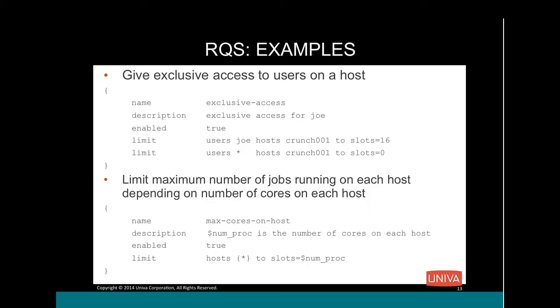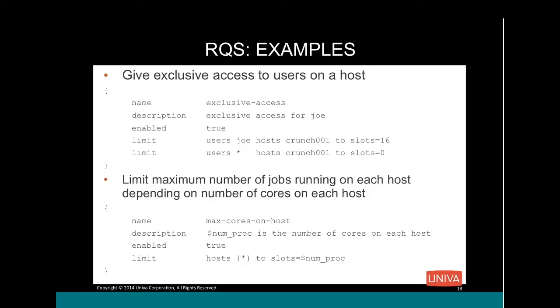We'll ignore the name, the description, and the enabled because those are very standard. Again, the limit rule is the interesting one. We're limiting the host object, and we're limiting each individual member of the host object to slots equal to $num_proc, which is effectively the number of cores in Grid Engine on the machine. So you can see how that works.